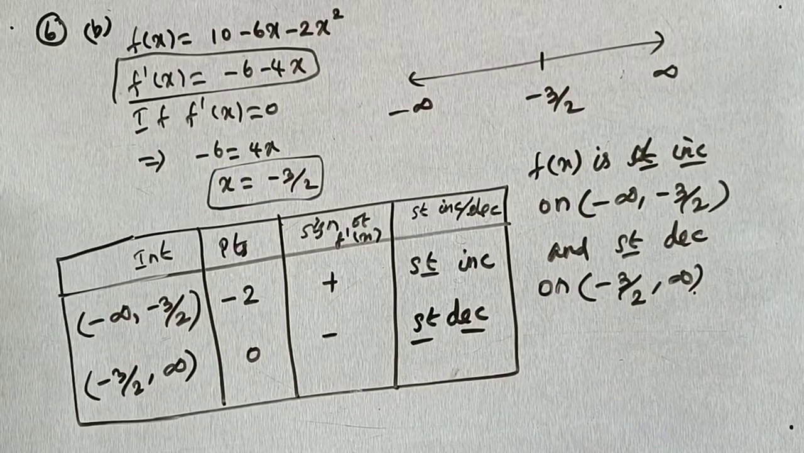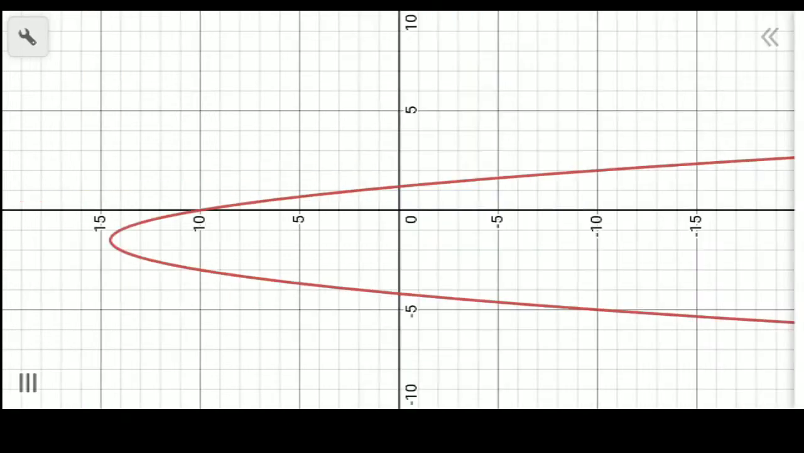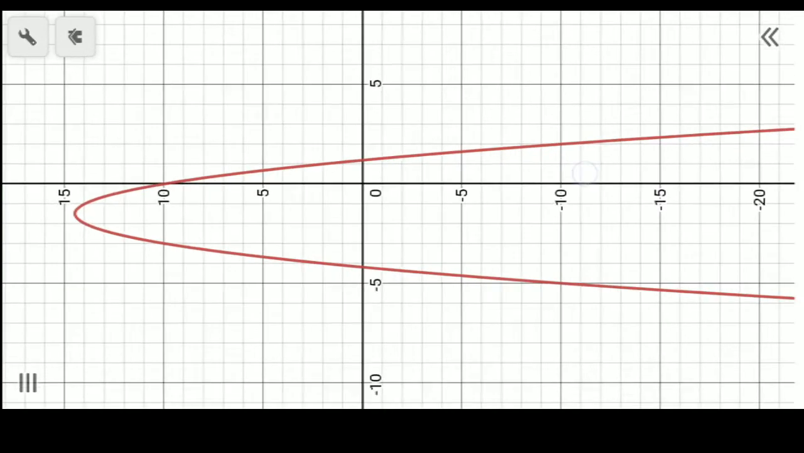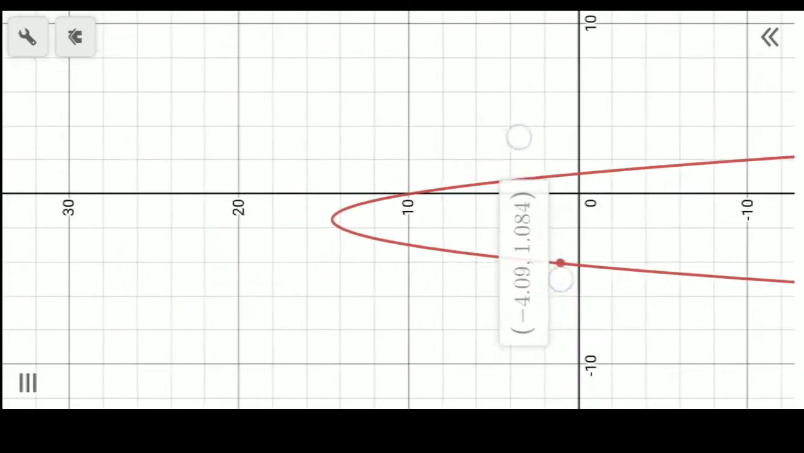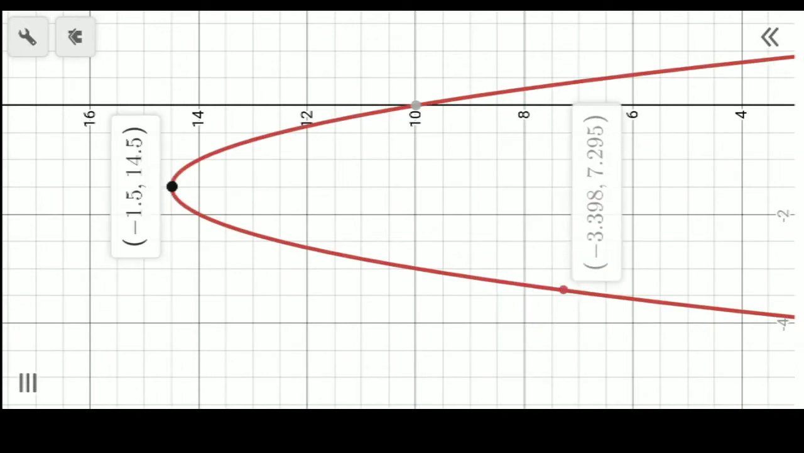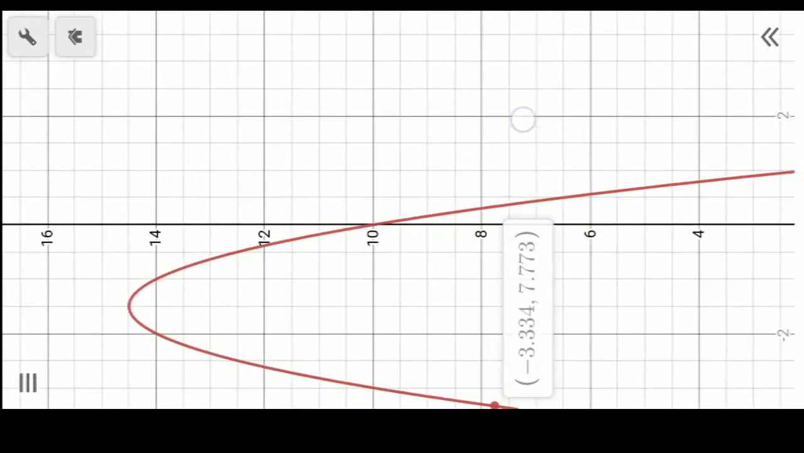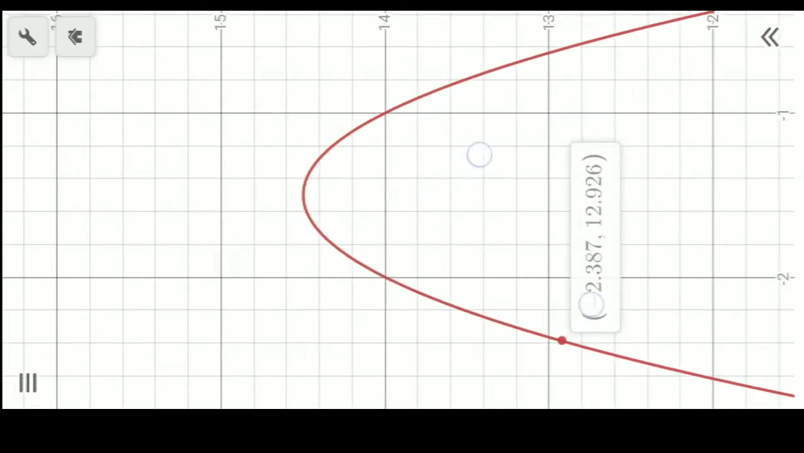Now we will see the graph for this question. The given question is y equal to 10 minus 6x minus 2 times x square. This is the graph. So easily we can see that the graph is increasing from minus infinity to this point. What is the point here? Minus 1.5. Minus 1.5 means minus 3 by 2. Then from minus 3 by 2 to infinity, the graph is decreasing. We are seeing this by visualizing the graph.